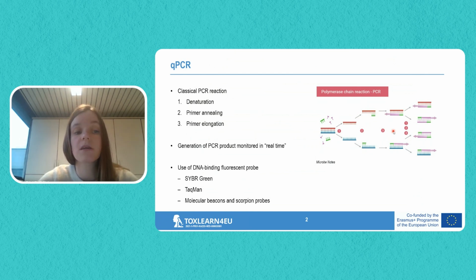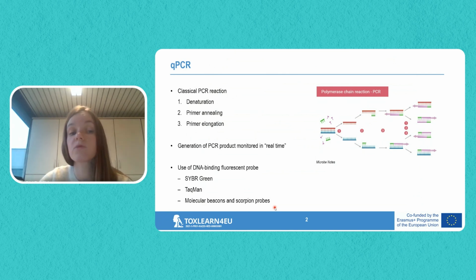The difference between a classical PCR reaction and a real-time PCR reaction is that during real-time PCR, the generation of PCR product is monitored in real time, as the name implies. And this is done by using a DNA binding fluorescent probe. The most important ones are SYBR Green, TaqMan, and molecular beacons and scorpion probes. In this lecture series, we will specifically focus on real-time PCR using SYBR Green.